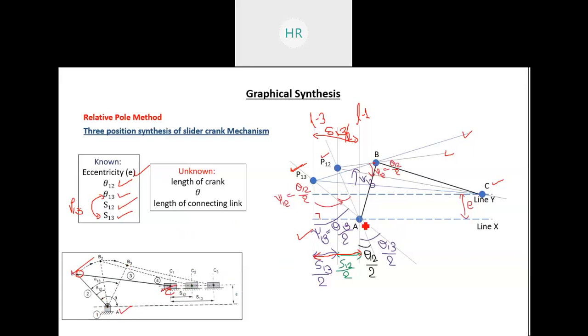Then measure the distance between point A and point B, that will give you the length of the crank, and measure the distance between point B and point C, that will give you the length of the connecting link. You can also measure this angle theta, that will give you this data. So this is how you are required to draw or synthesize the mechanism for three positions.